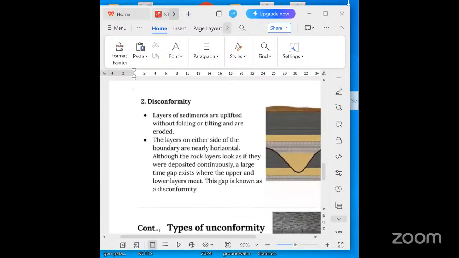And the second one is disconformity. Disconformity means layers of sediments are uplifted without folding or tilting, and eroded. In disconformity, the strata on opposite sides of the unconformity are parallel. This disconformity covers a large area and represents a considerable interval of time.